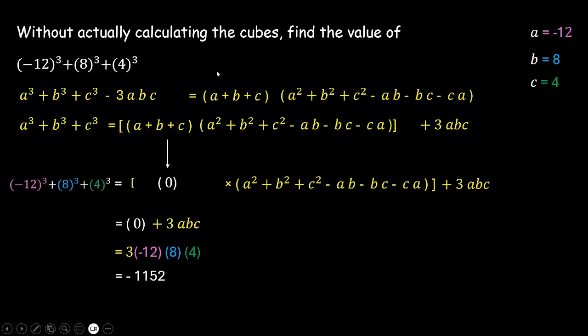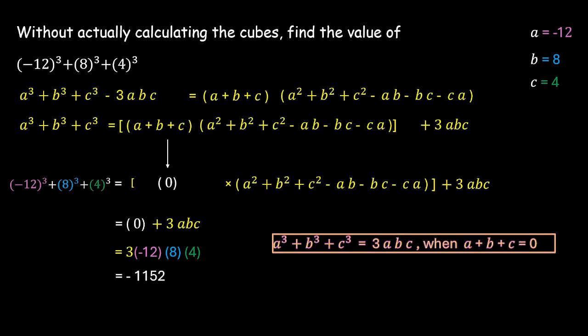So this tells us that whenever a plus b plus c is 0, a cube plus b cube plus c cube is actually just equal to 3abc. Let us write it as well. A cube plus b cube plus c cube is equal to 3abc whenever a plus b plus c is 0. So we can directly use it in questions.